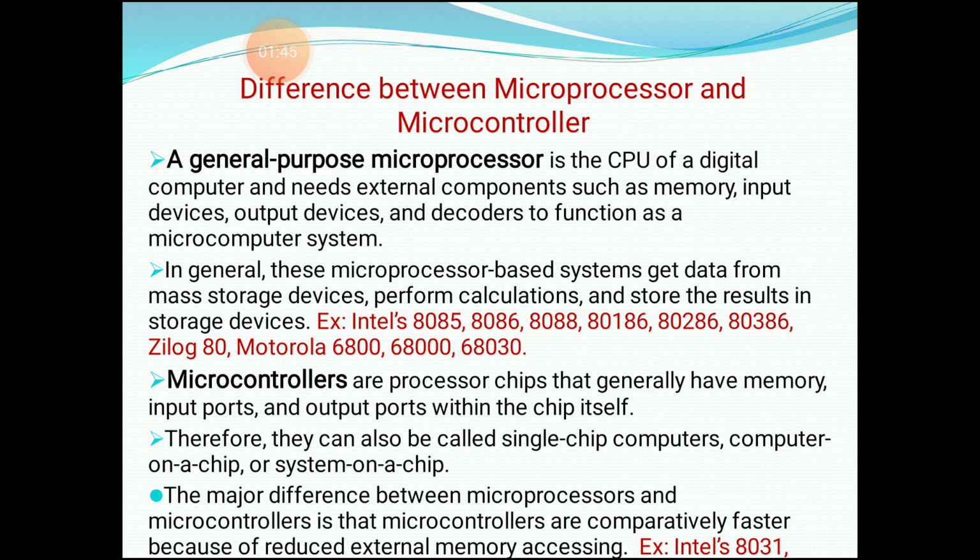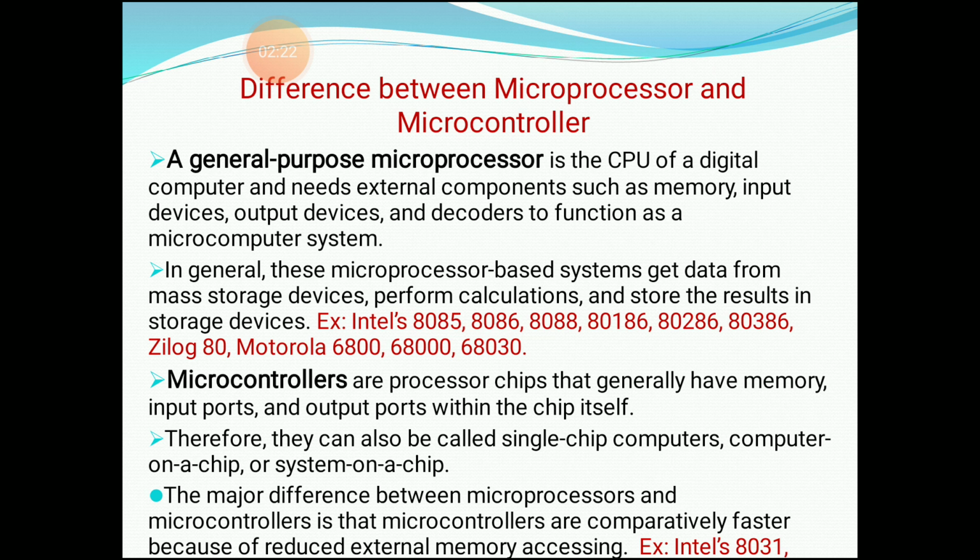The examples of microprocessors are Intel 8085, 8086, 8088, 80186, 80286, 80386. These processors belong to the Intel family, and Zilog Z80, Motorola 6800, 68000, 68030 belong to Motorola. These processors may be either 8-bit, 16-bit, 32-bit or 64-bit processors.